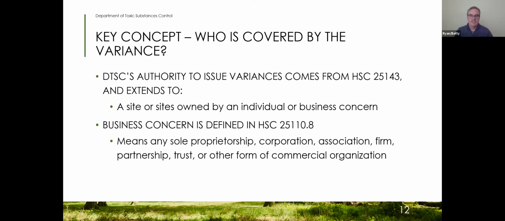So the way that we're responding to that is to refer you back to the language of the statute that we're issuing these variances under. Our variance authority extends to a site or sites owned by an individual or business concern. And business concern is a defined term in the Health and Safety Code. It means any sole proprietorship, corporation, association, firm, partnership, trust, or other form of commercial organization. So when you apply, you should take that definition into account so that the appropriate entity applies for the variance. Next slide, please.